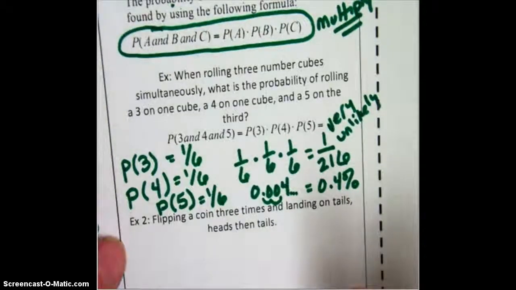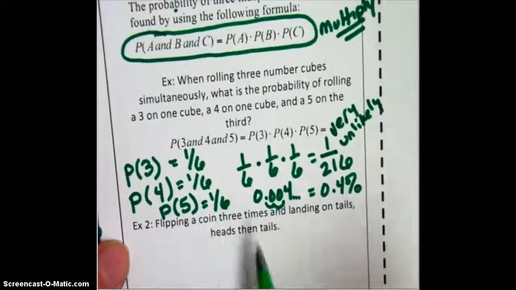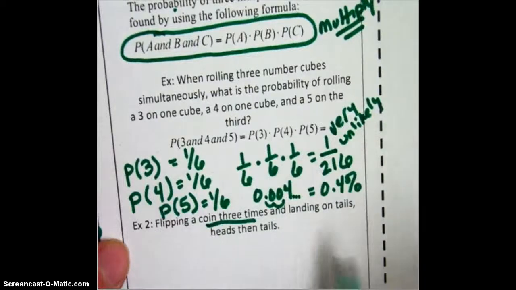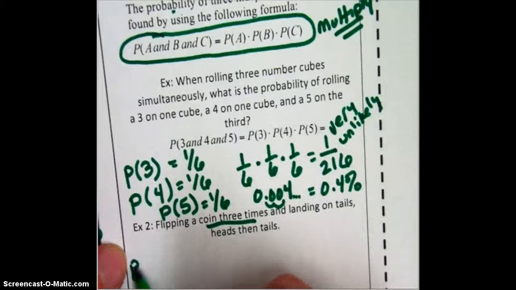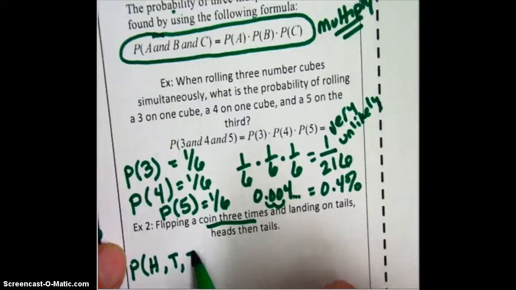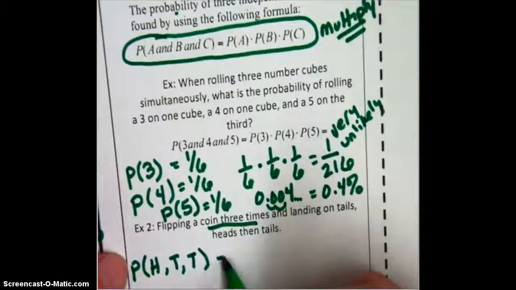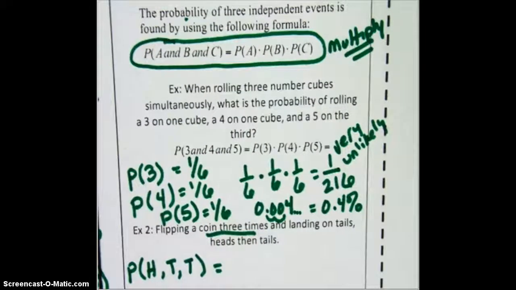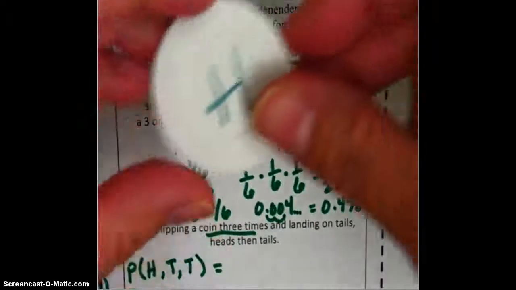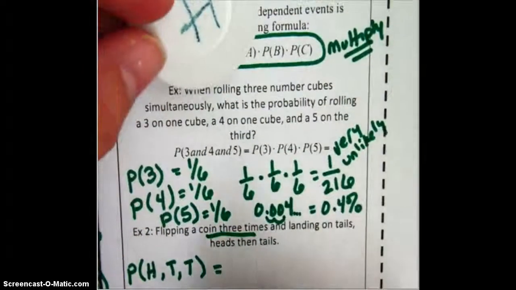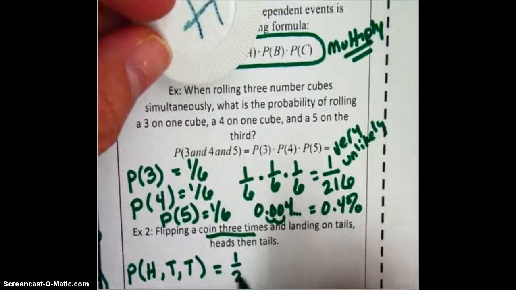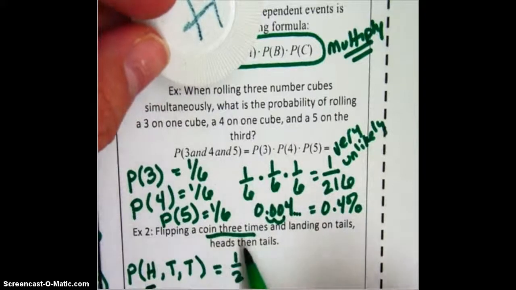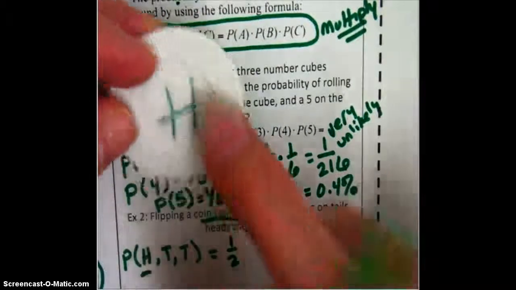And so for our second example here, we're going to flip a coin 3 times and land on heads, tails, and then tails. So what is the probability of it landing on heads, tails, and then tails? Looking at each one individually, if you have this coin here, what's the probability of it landing on heads? There's a 1 in 2 chance, because there's 1 heads out of 2 sides.